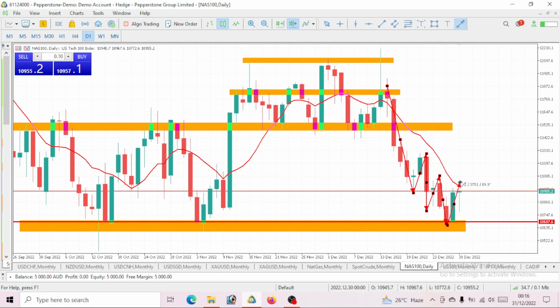So I believe price will come up and give us a little bit of a bullish move to around 11,000, try and give us a double top there, reject, and price will drop again down to this same level of 10,686. So this week we're expecting NASDAQ 100 to close bearish. That is exactly what I'll watch out for.